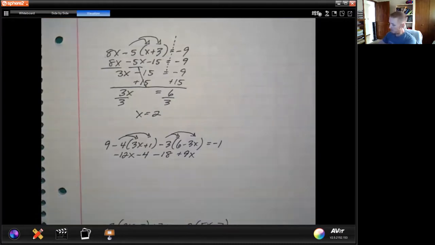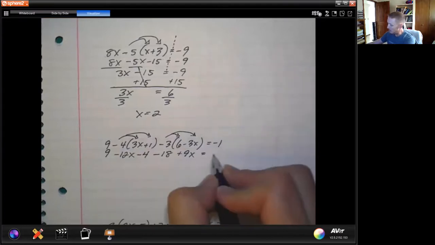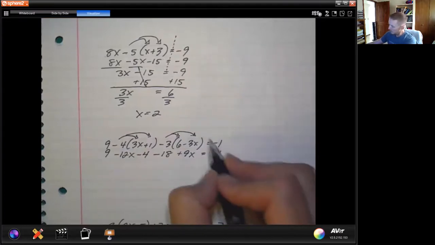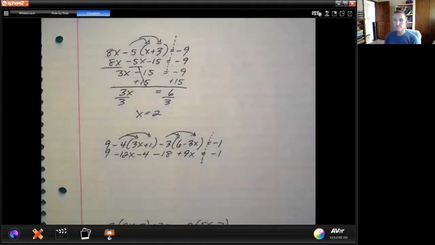Bring everything else down. There's a 9 in front. Bring it down. Equal sign. Bring it straight down. -1. Bring it straight down. I'm going to put my little barrier in here, my equal sign. So step one is complete. I have removed the parentheses by distribution.